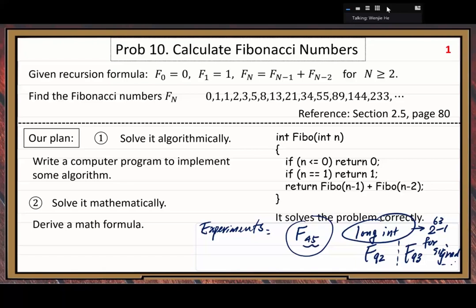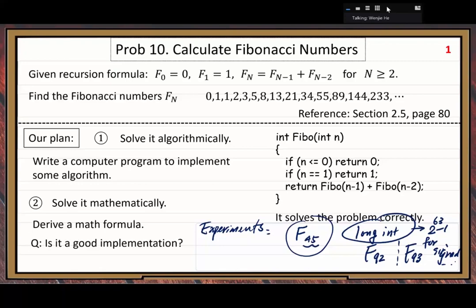Compare that with F of 92. If you use the brute force method, you need to wait many minutes. I don't know how long. Nobody has the patience to wait that long. But with another efficient algorithm, even F of 10,000 takes just a fraction of a second. So the difference is huge. We need to study why the difference is so huge.